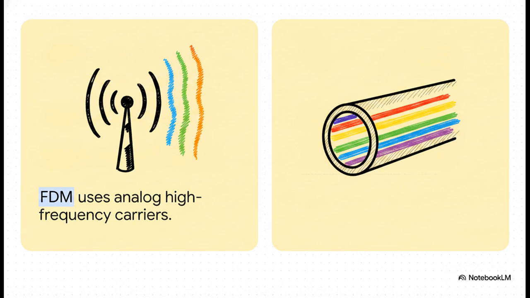On the flip side, WDM, wavelength division multiplexing, absolutely rules the optical fiber world. Instead of radio frequencies, it separates data streams using completely different wavelengths, essentially different colors of laser light.